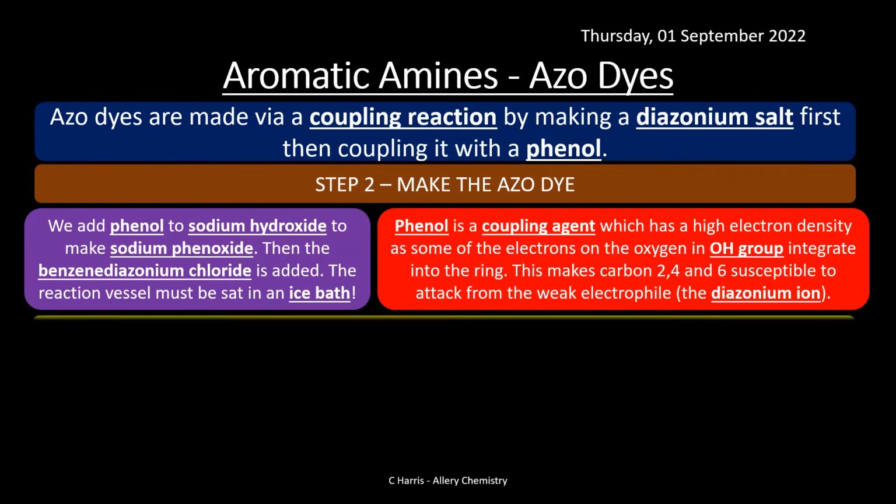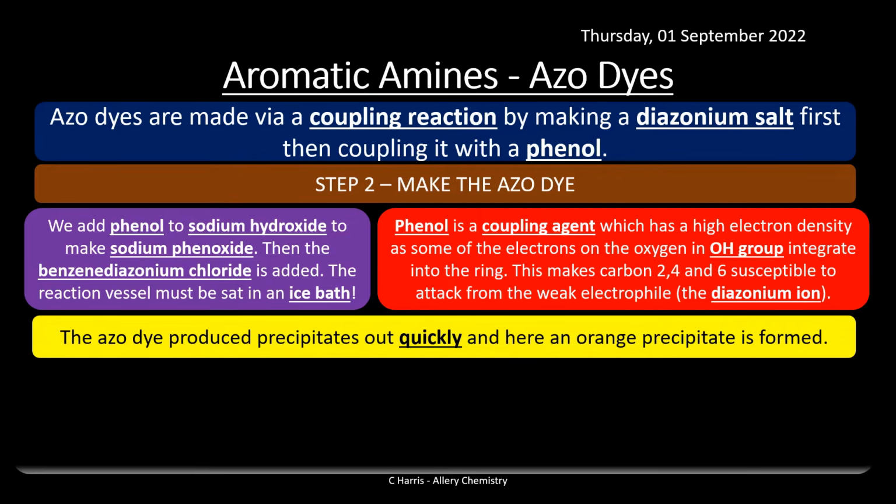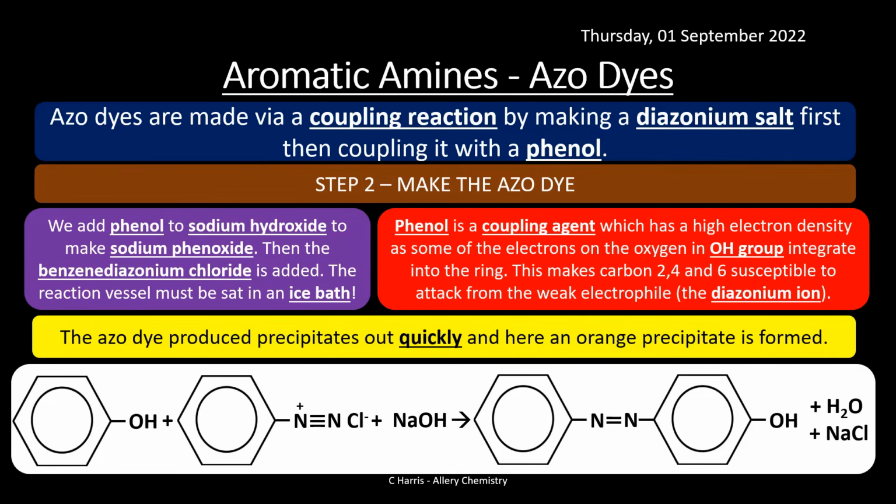So I'll go through it in a lot more detail there. So the azo dye produced precipitates out really quickly, and we get this lovely orange precipitate that's formed. So here is your phenol, and we're going to react it with our benzene diazonium chloride salt, which is this here, with a bit of sodium hydroxide, and there we formed our azo dye, which is there.